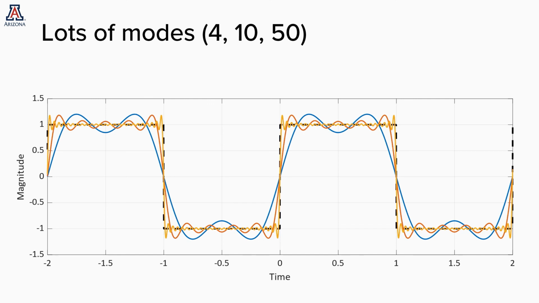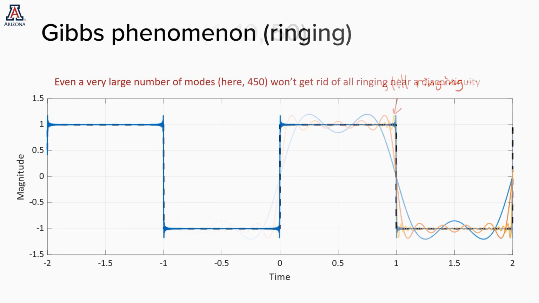If we dial up the number of modes even further, here I've got the square wave plotted for 4, 10, and 50 modes. You'll see that, near the center of the squares, you start getting a much better agreement between your modeled version, your Fourier model, and the original signal. But right as you get close to those discontinuities, you still see a fair bit of ringing. As you increase the number of modes further, here I've got it plotted with 450 modes. You still have ringing there, and even a very large number of modes is not going to get rid of all of that ringing. And this is a phenomenon known as Gibbs phenomenon.